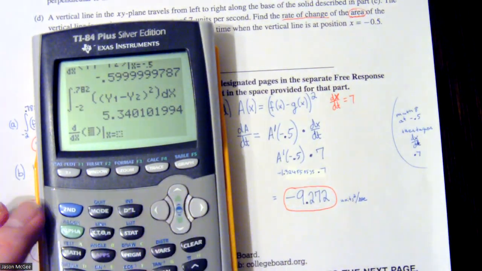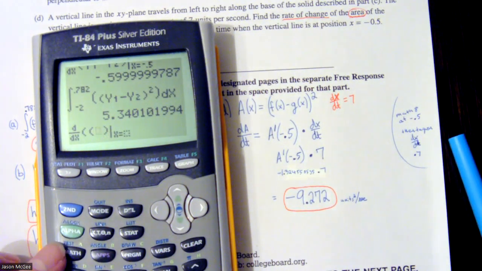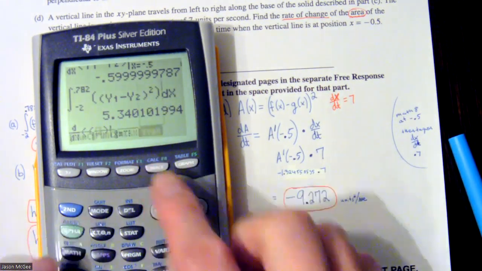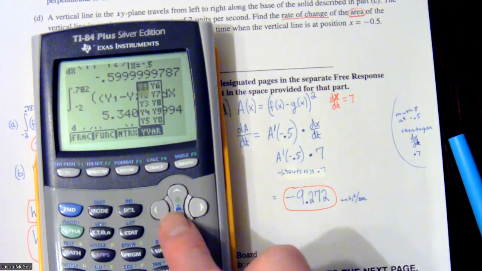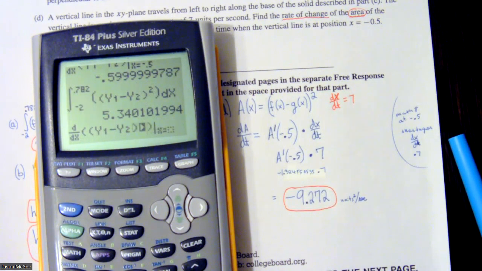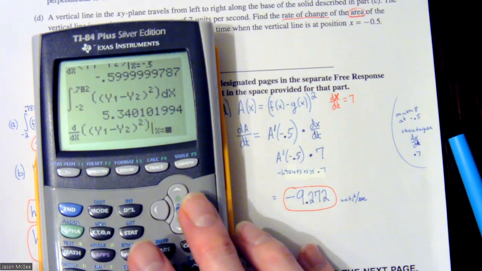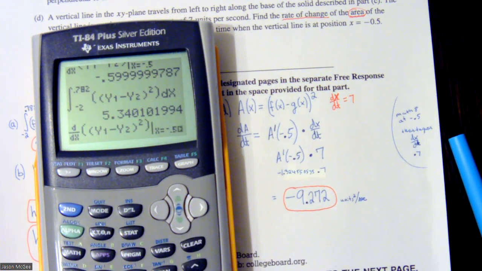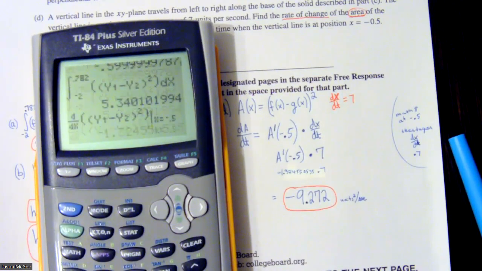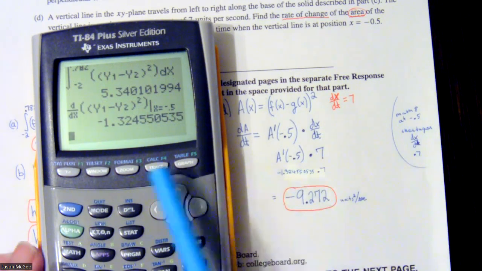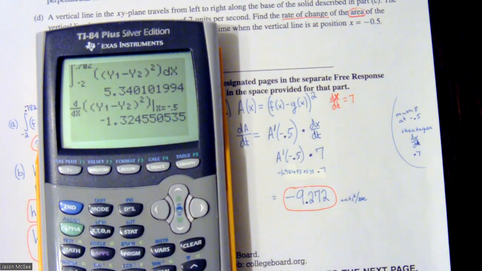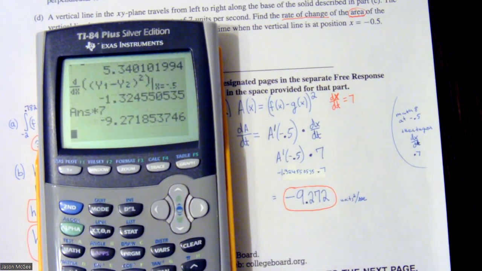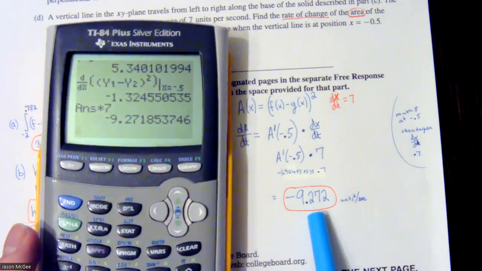And then in here, so I'm going to do a parentheses. And then again, we're going to do the y2 minus y1 real quick, because there's my f. There's my g, close the parentheses and square it. So that represents my area function that I want to take the derivative of at this negative 0.5 number. And I'm getting this giant number in right here. Now you're not going to round it and then times it by 7. You're just going to leave it in there, times it by 7, and you're going to get this negative 9.272 number.